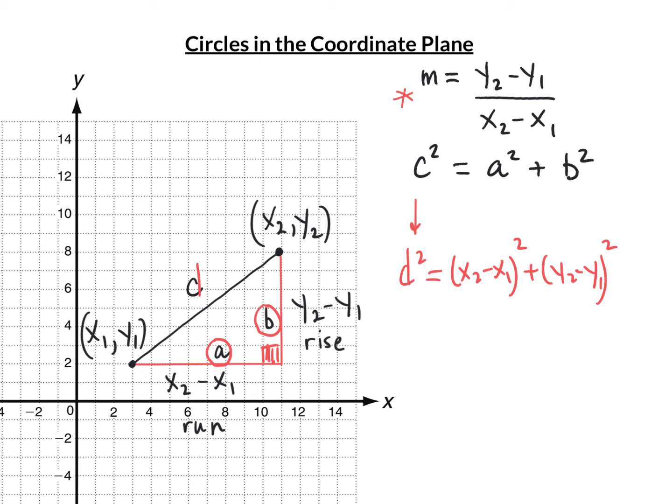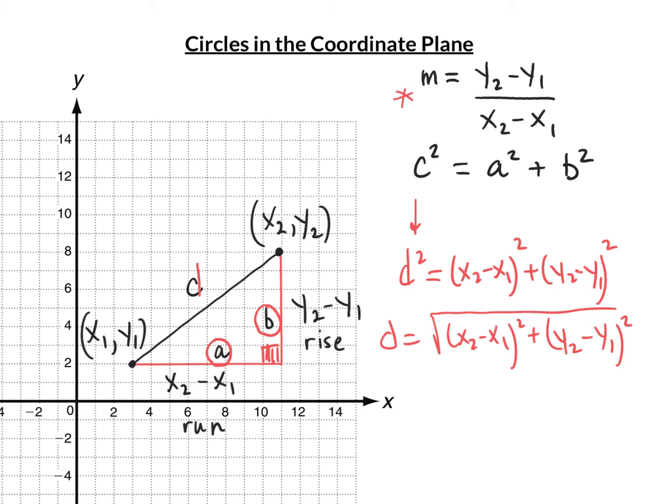The final step with the distance formula is to take the square root of each side. If we take the square root of each side, we get d equals the square root of x2 minus x1 squared plus y2 minus y1 squared.